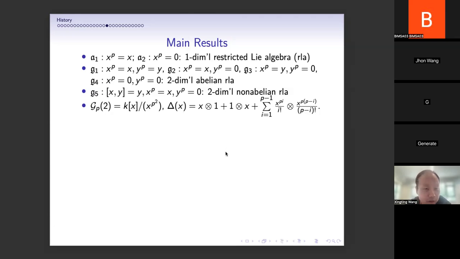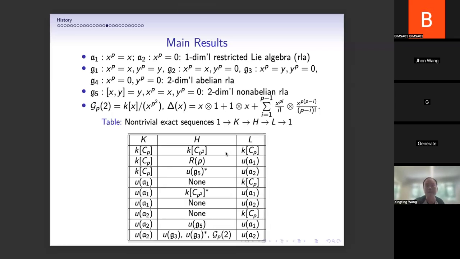And next, for the two-dimensional ones, I have G1, G2, G3, G4. These are the two-dimensional abelian ones. So the Lie bracket is still 0, but since you have two elements, you have more choices of the restriction map. And up to classification, we can show there are only 4 of them. And the last one, we already showed in the Radford twist result. Oh, sorry, I jumped a little. So we name it G5. And there is also another one, the fourth one, coming from the group scheme. The P squared finite group scheme is this one.